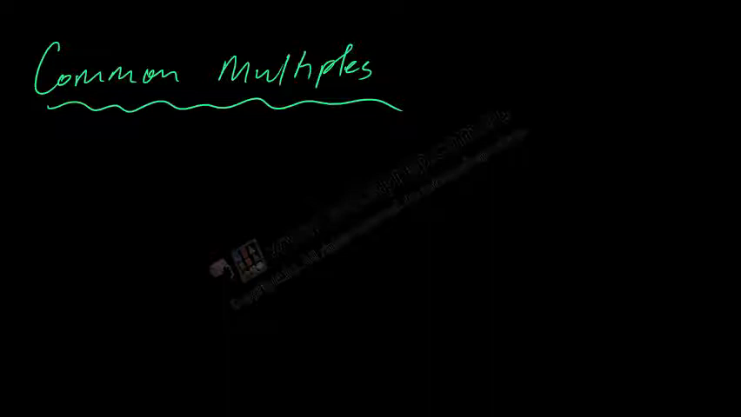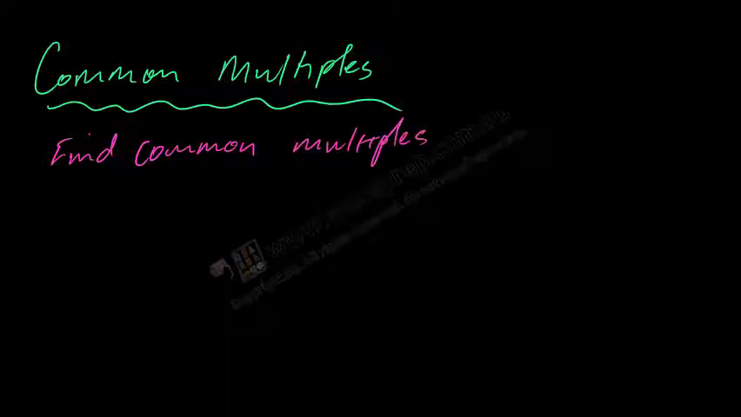Now in this example on common multiples, we shall explore how we find the common multiples between more than one number. In this example we shall look at three different numbers. Let's say the question is: find common multiples of, let's say, 3, 5 and 7.